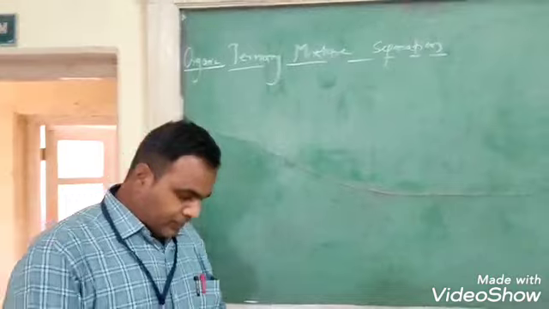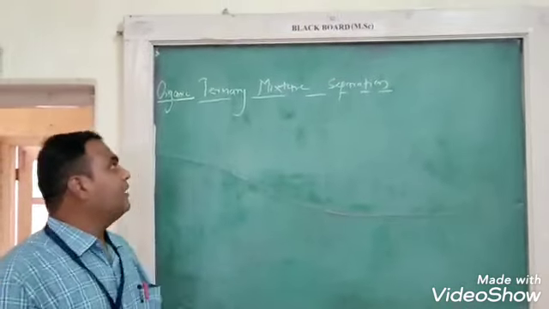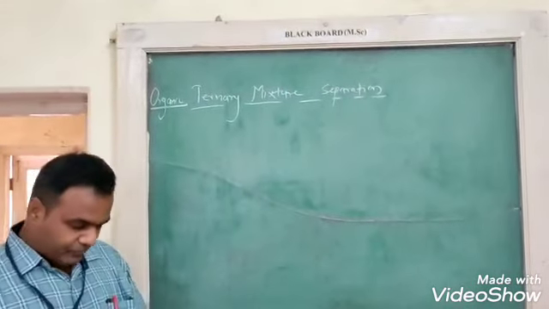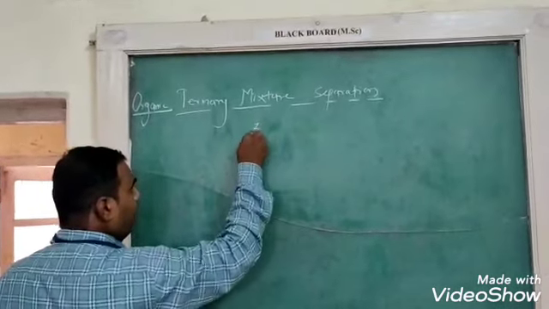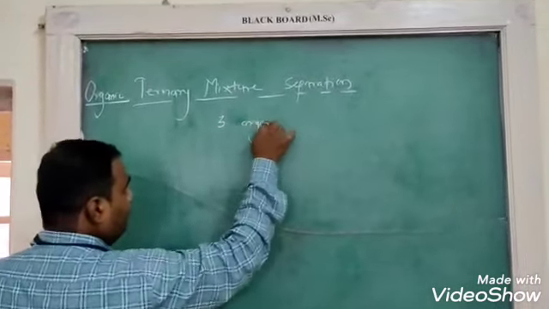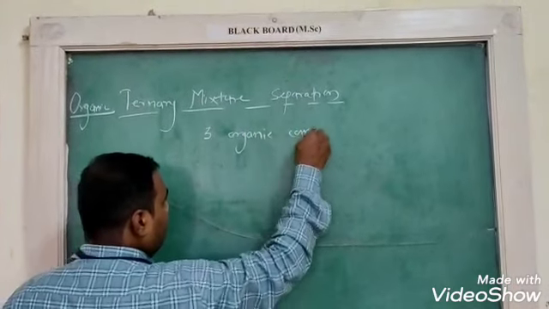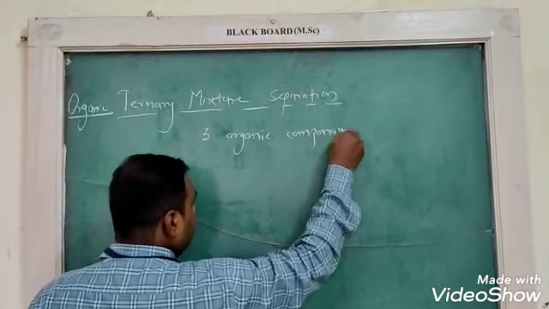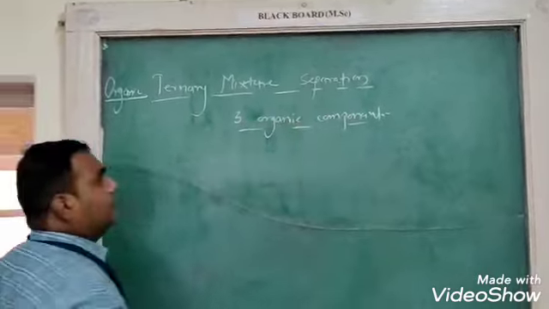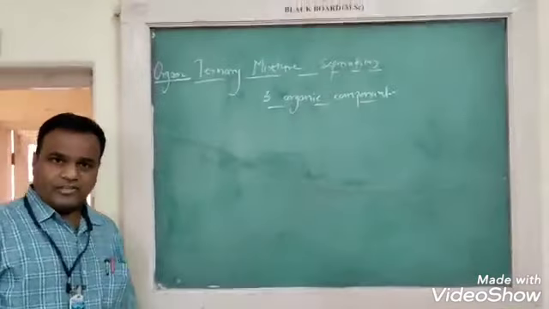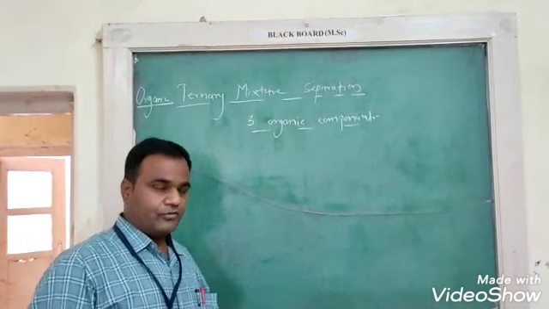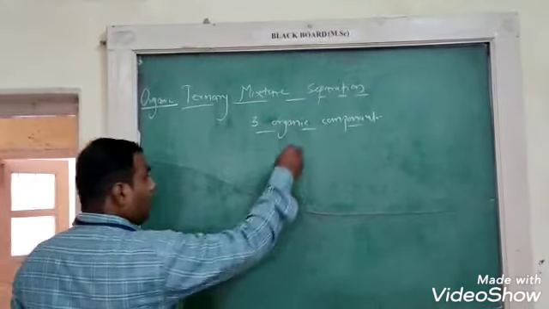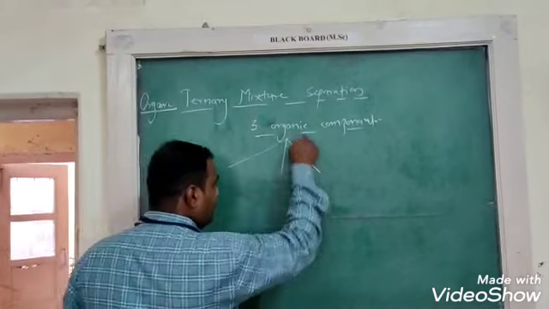Hello friends, today we discuss organic ternary mixture separation. In the case of a ternary mixture, three organic components are present, and we have to determine its type and also separate the three different components from this mixture. First of all, organic compounds have four types.